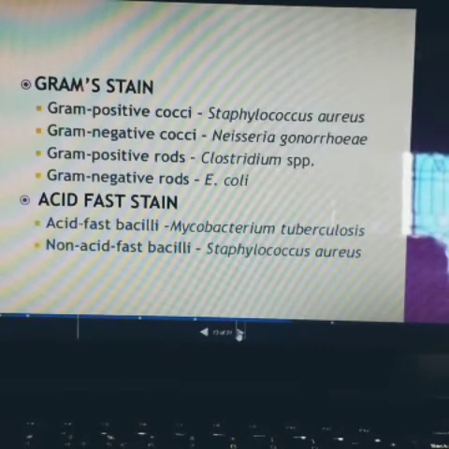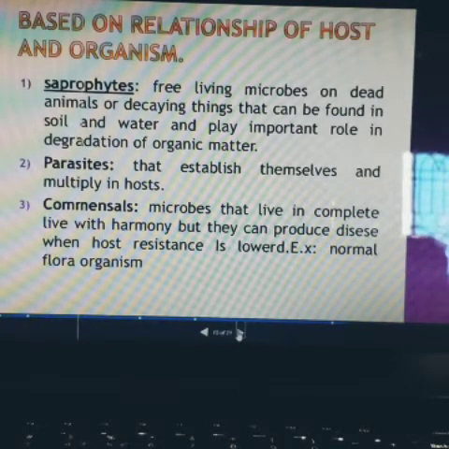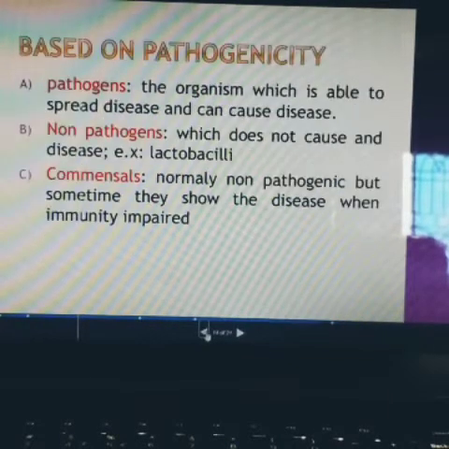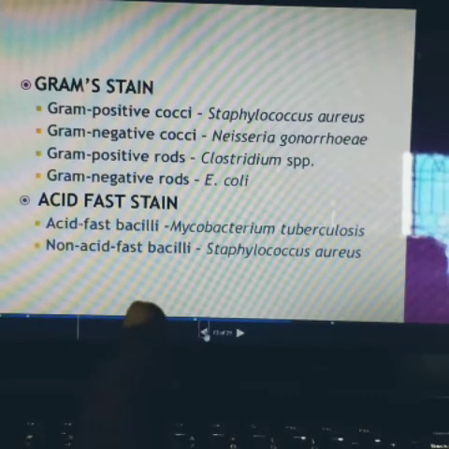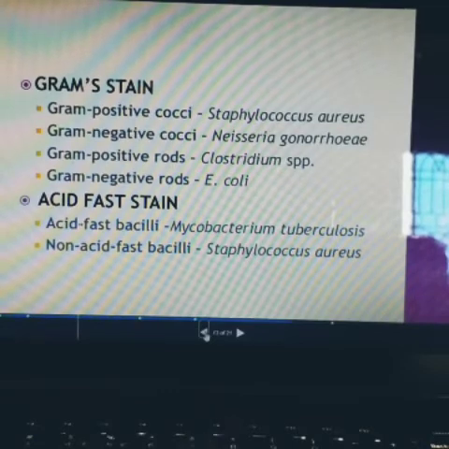And next one देखो, gram staining bacteria में देखिए. Gram positive cocci bacteria: Streptococcus pneumoniae and Staphylococcus aureus, and gram negative coccus, Neisseria gonorrhoeae. So this one gonorrhea disease के लिए वो बैक्टीरिया है. Staphylococcus aureus और Streptococcus pneumoniae pneumonia disease के लिए.